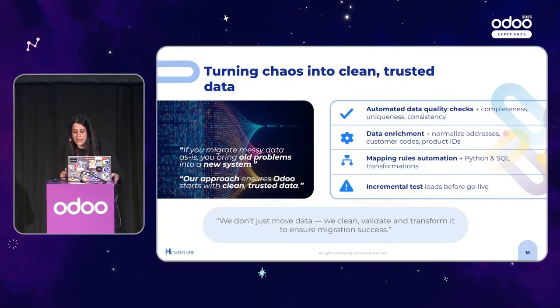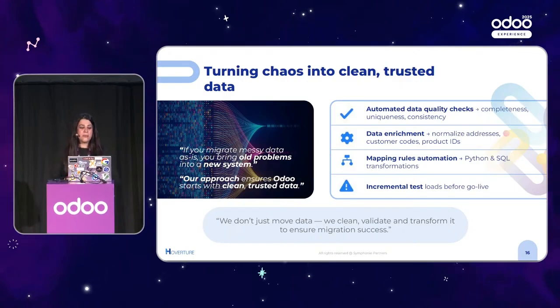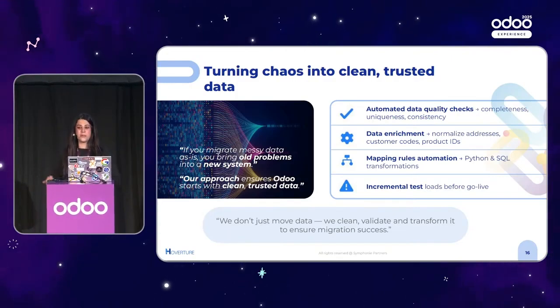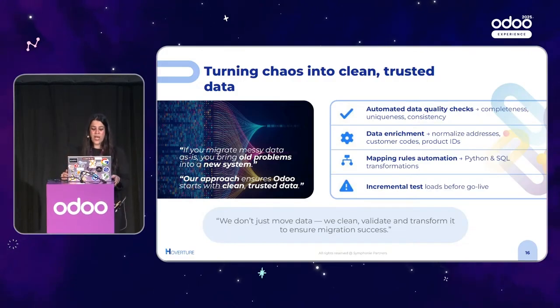And the crucial point is turning chaos into clean and trusted data, because, of course, if you bring the messy data as is from the old system and put it into the new system, you will have the old problems in the new system, and this is something that, of course, we don't want to have.